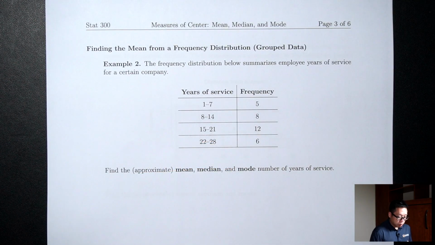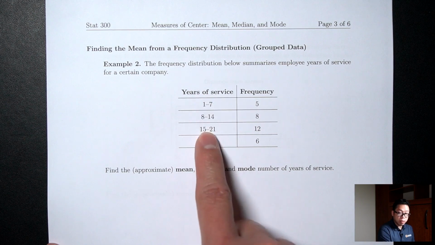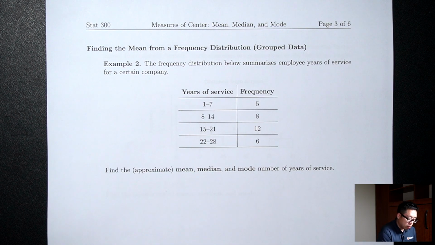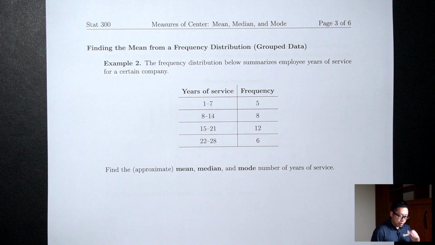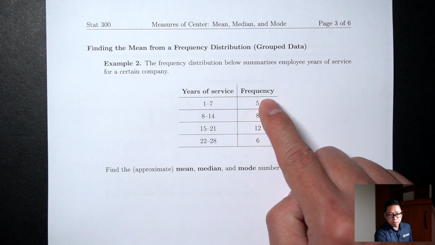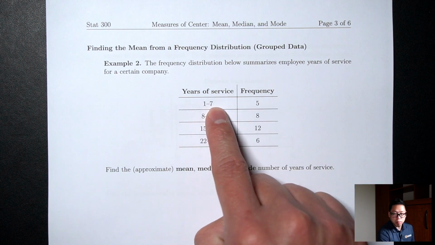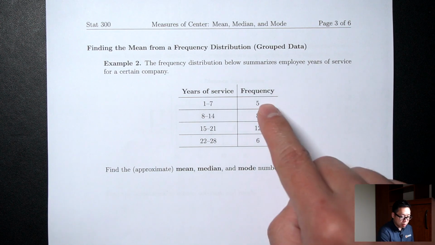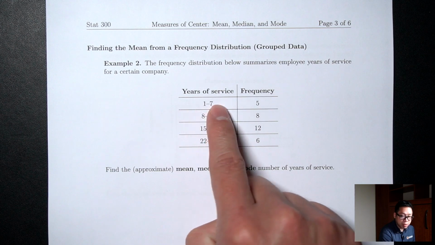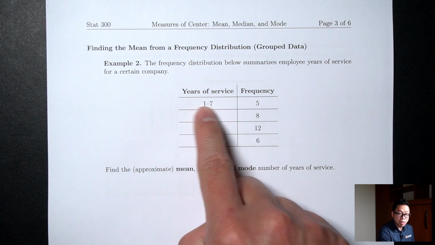In example 2, we have a table for group data. So group data just means that we're breaking up the data into ranges like this. The frequency distribution below summarizes employee years of service for a certain company. Now the problem with group data is, what does this 5 mean? This 5 means that there's 5 people who have between 1 and 7 years of service. So we don't actually know what the raw data is. All I know is that there's 5 people somewhere between 1 and 7. I actually don't know what those actual numbers are. I just know that they're between 1 and 7.